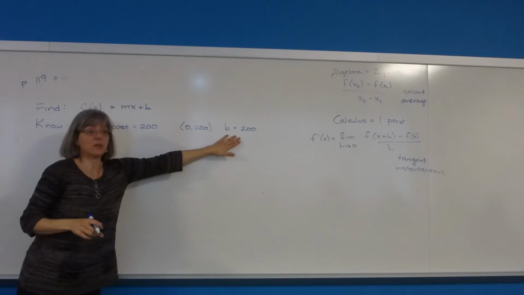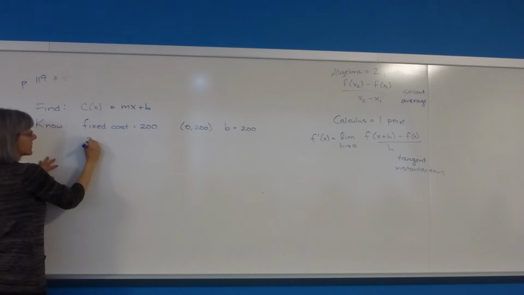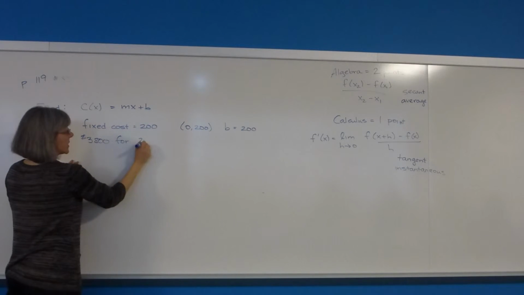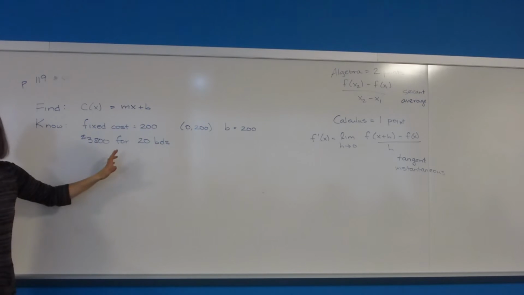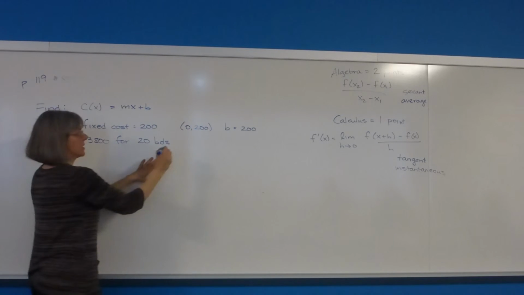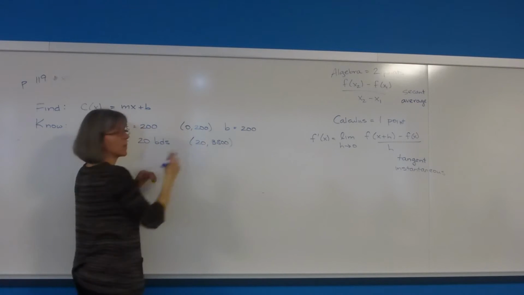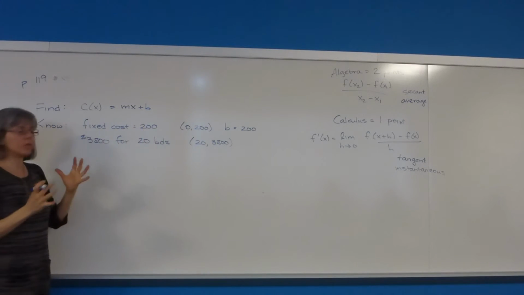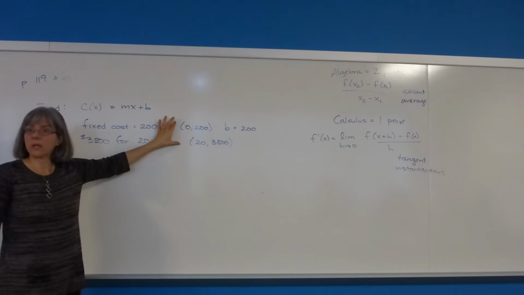So if you see this, great. If you don't, you just have a point. That's fine. All right, so now what else do I know? I know that I have $3,800 for 20 boards. Still a lot of English. How can I translate this into a very succinct math fact? X is 20, Y is 3,800. Now, remembering that I'm looking for the equation of a line, 2 points, I'm ready to go.